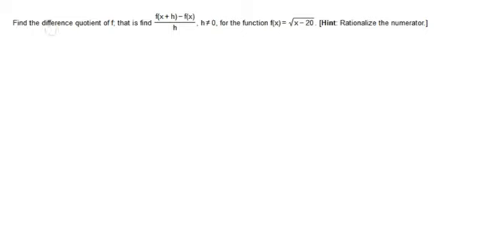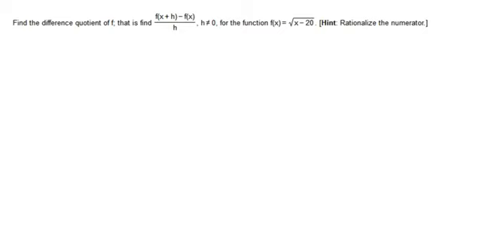In this example, we want to find the difference quotient of f. The difference quotient is defined by this expression here, f of x plus h minus f of x over h. h is not equal to 0. Division by 0 is undefined. And we want to find the difference quotient for this function here, f of x equals square root of x minus 20. We have a hint that says to rationalize the numerator, and rationalizing the numerator will be part of our simplification process once we find the difference quotient.